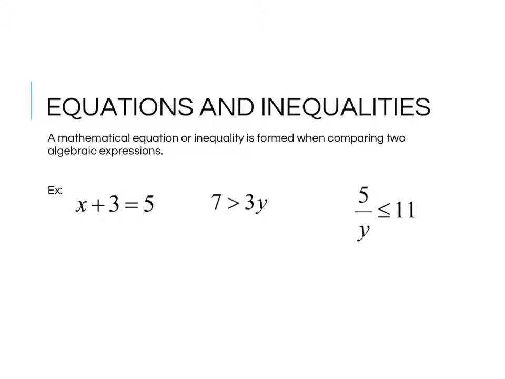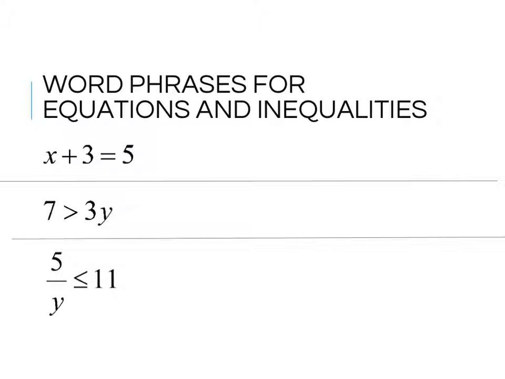Now I told you that we have an expression when there is not an equal sign. Well, when there is an equal sign, it is called an equation. And when there's a greater than or less than sign, it is called an inequality. So let's start writing some word phrases for equations and inequalities. Now this comes with a warning. And the warning here is yours might be different than mine. There are multiple ways of writing these down. So we're just going to talk about one or two of them.